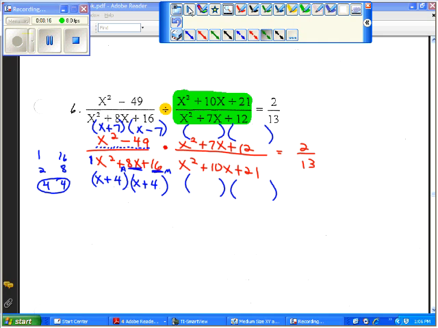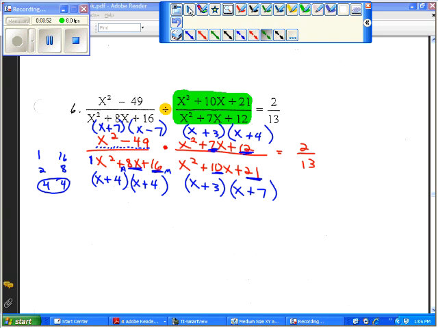Same thing with the numerator of the second one. We can put an x and an x. What can you multiply to get 12 but add to get 7? 3 and 4. We've got a leading coefficient of 1 in the second denominator, so we put our x. What can you multiply to get 21 but add to get 10? 3 and 7. So those are easy to factor because we didn't make ugly coefficients of x squared.